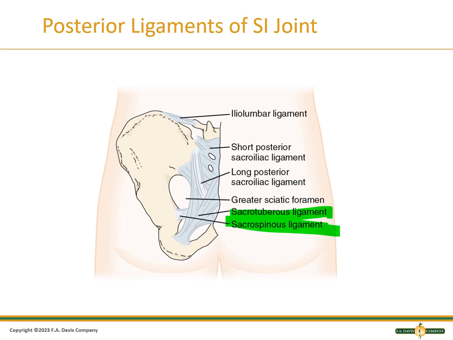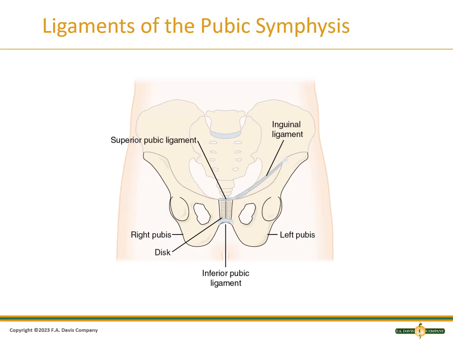Our sacrotuberous and sacrospinous ligaments help to close the greater sciatic notch to make it the greater sciatic foramen. The sacrotuberous attaches to the ischial tuberosity to limit nutation, and then sacrospinous, like its name implies, attaches to the ischial spine. We have the superior and inferior pubic ligaments for the pubic symphysis, and these serve to strengthen their respective parts of the joint capsule, and so they just run on the inferior and superior aspect of the pubic symphysis.